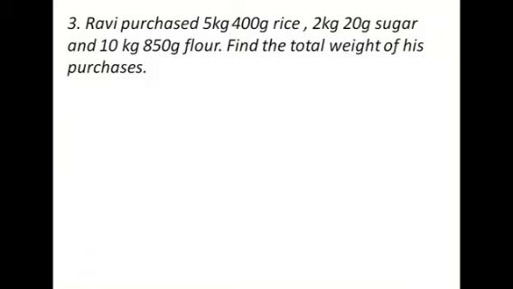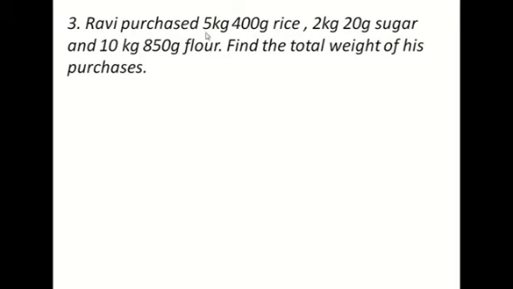Let's work out this sum. Ravi purchased 5 kg 400 gram rice, 2 kg 20 gram sugar and 10 kg 850 gram flour. Find the total weight of his purchases. So he purchased rice 5 kg 400 gram, sugar 2 kg 20 gram and flour 10 kg 850 gram. You have to find out the total weight, so you have to add all the three weights and get the answer.